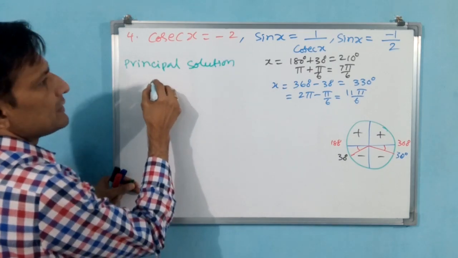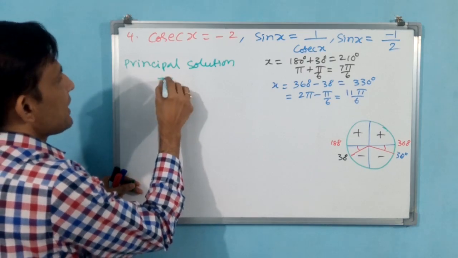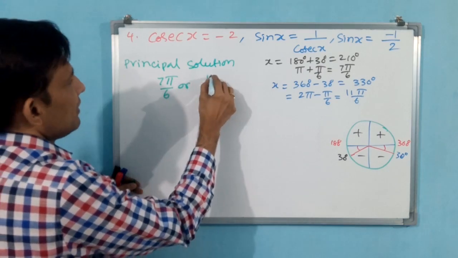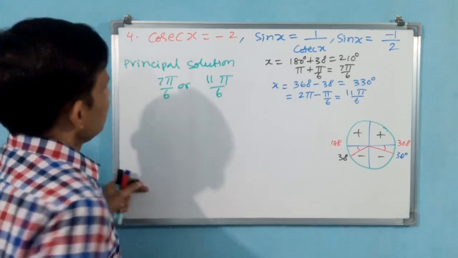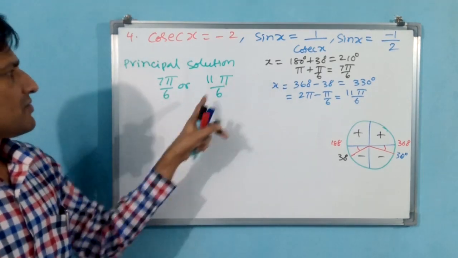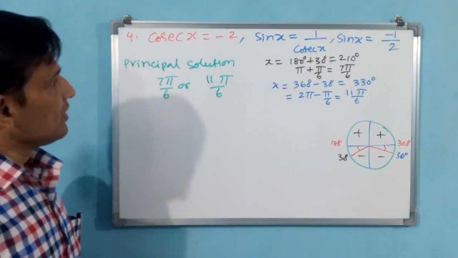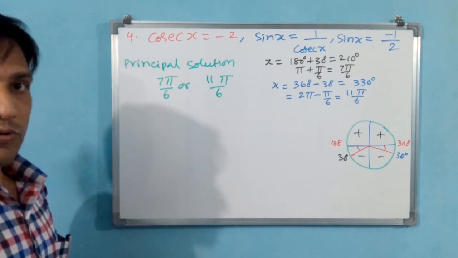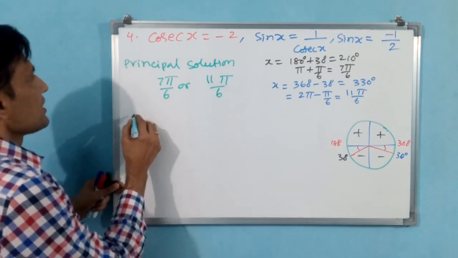Principal solution: 7 pi by 6 or 11 pi by 6. These are the principal solutions. Now you go for the general solution. Write down the general solution.